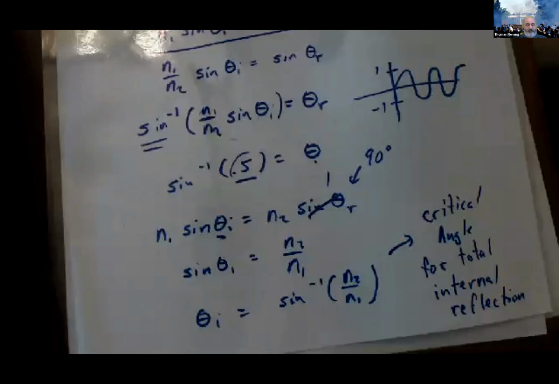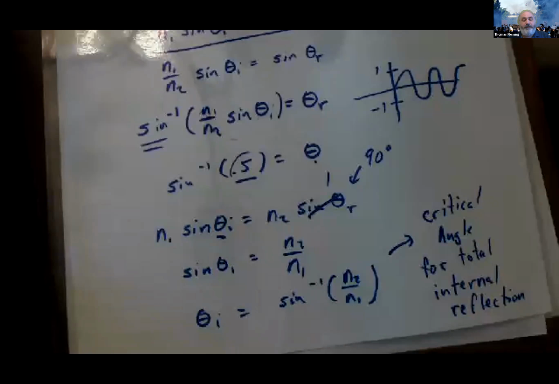So in this case here, if I was going from water into air, well, water is going to have an index of refraction of 1.33. Air is going to have an index of refraction of 1. So 1 divided by 1.33, take the inverse sine of that, and I get about 48.7 degrees.